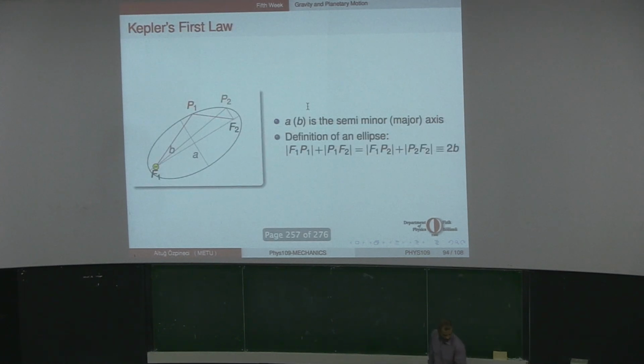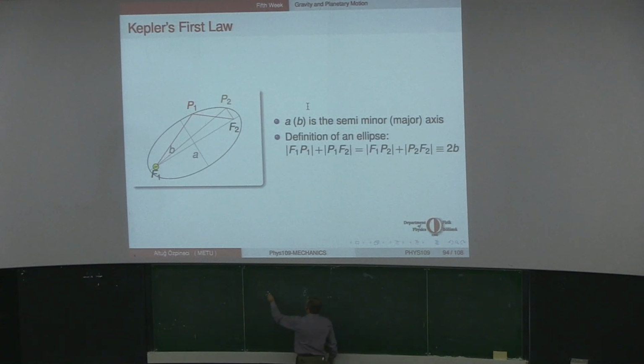So what does each of these laws mean? What is an ellipse? Let's first start with the definition of an ellipse. Well, if you consider the circle, it is the set of points which are equidistant from a given center. The ellipse has two focus points. Let's call them F1 and F2.